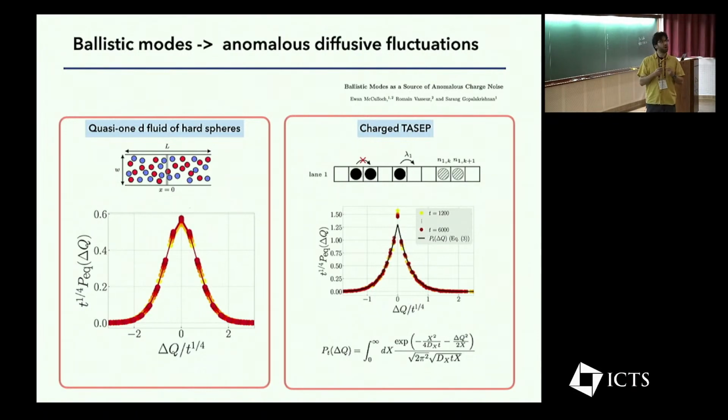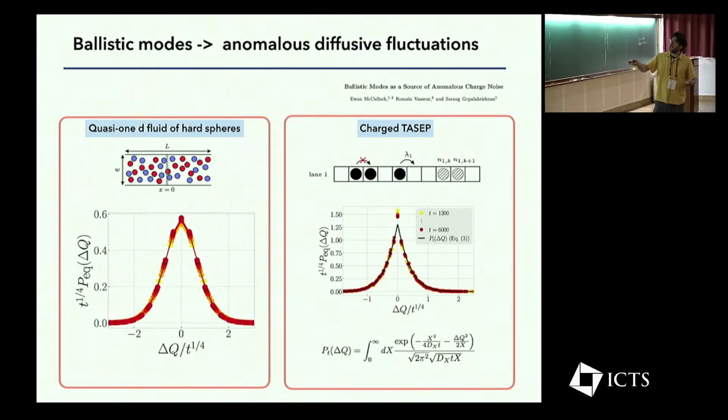Okay, and I show you the result of this paper where they show that this is not true only for integrable models, but as long as you have one ballistic mode in your theory, you can have this type of anomalous diffusion that I'm pointing out. For example, you can take a quasi one-dimensional fluid of spheres. So this would be like a tube with some width. Okay, so that is not the hard rod. That's not integrable. But still, you have one ballistic mode due to momentum conservation in this direction. Then, if you look at the charge transport between the two sides, namely at the fluctuation of this charge transfer, you construct what is known as the full counting statistics.